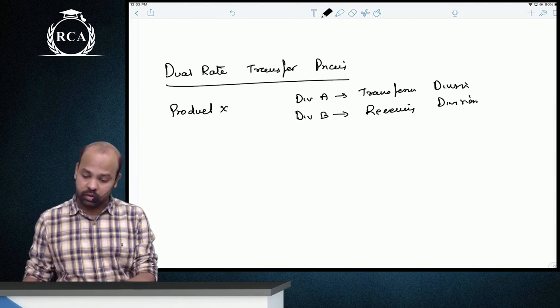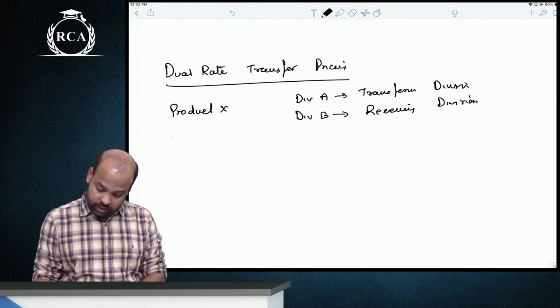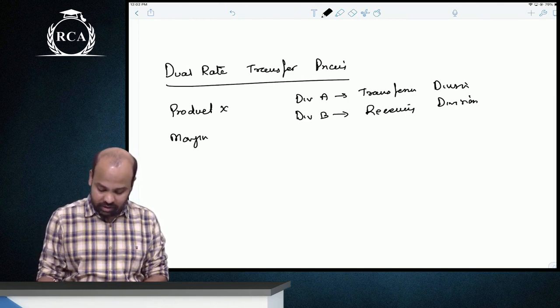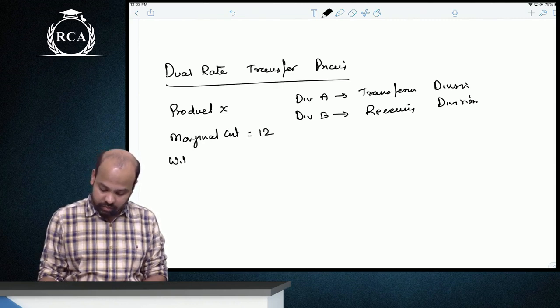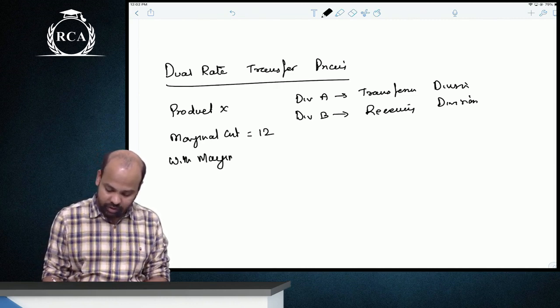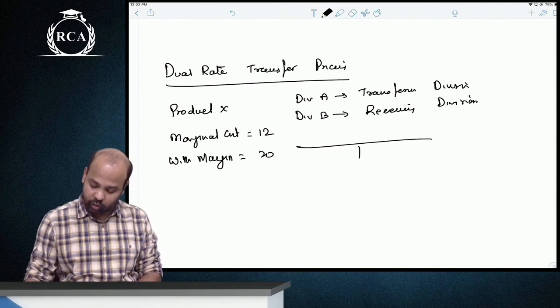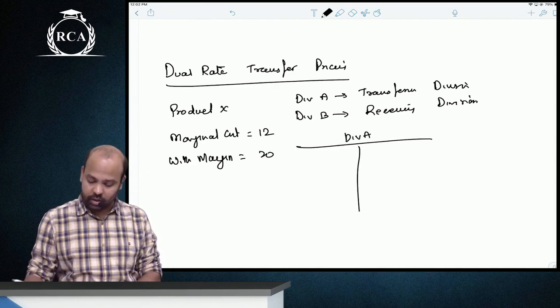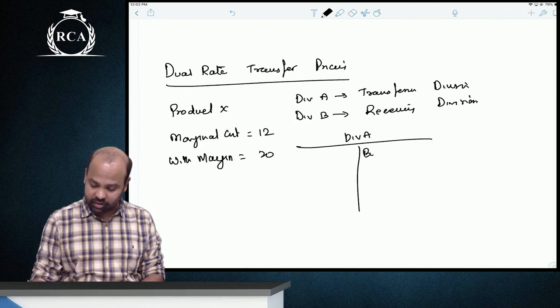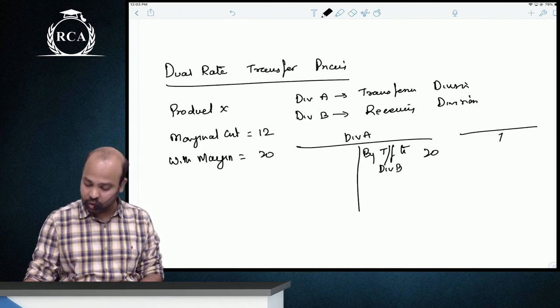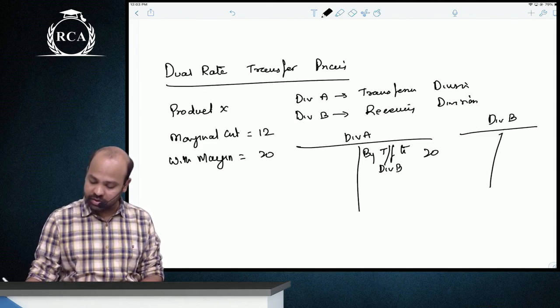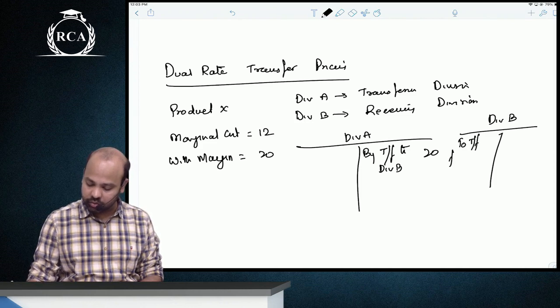Now say the marginal cost of this product is 12 rupees. With margin or markup, it is 20 rupees. So what will happen here under dual rate is, as far as division A is concerned, they will record transfers to division B at 20 rupees including markup. As far as division B is concerned, they will record transfers from division A at 12 rupees.